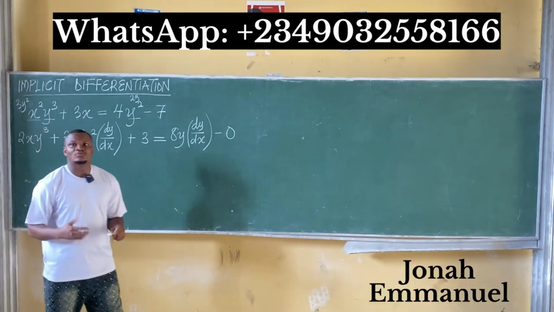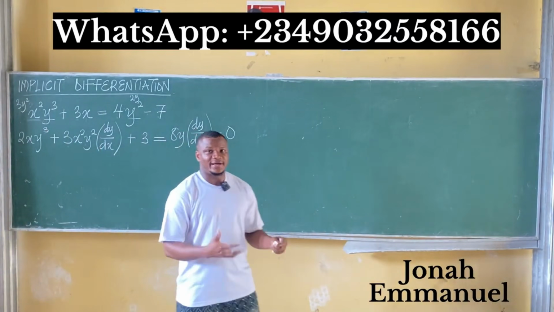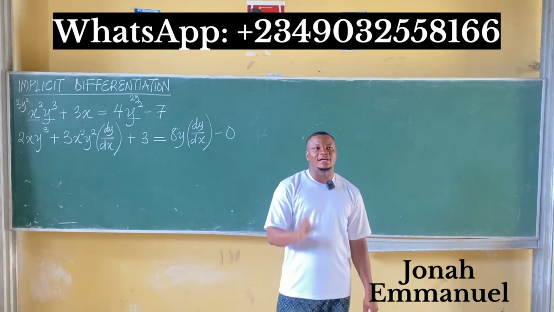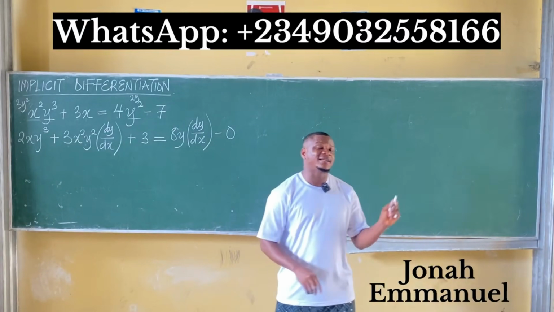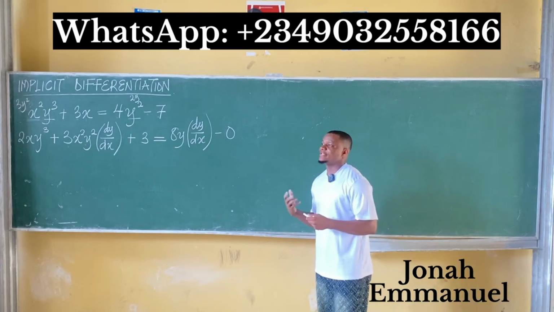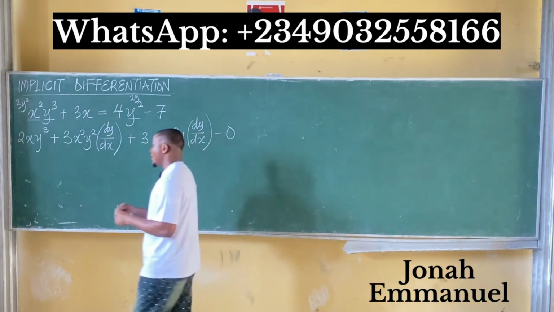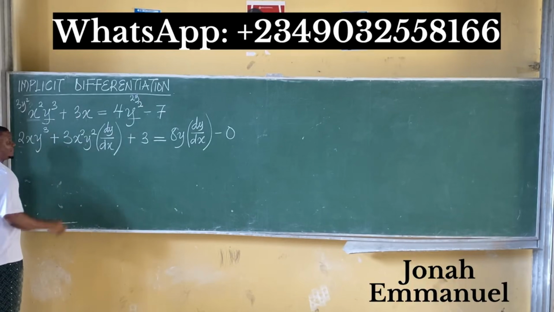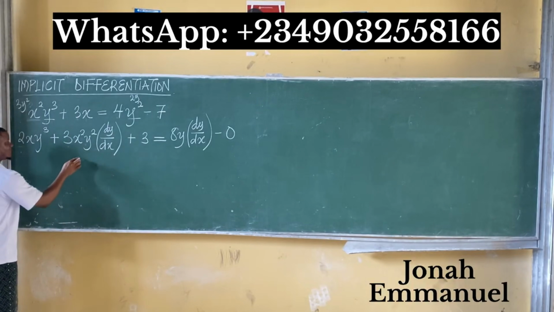Now, when we're done with this, what next? Your next task is to move all the terms having dy dx to your left-hand side. That's it. The ones that don't have dy dx, move them to your right-hand side of the equation. That's all. This term does not have dy dx. It's going to move over here. I'll retain this one here, having dy dx.